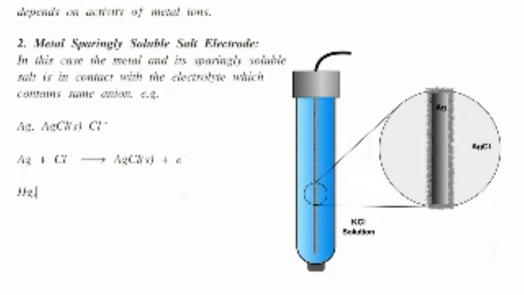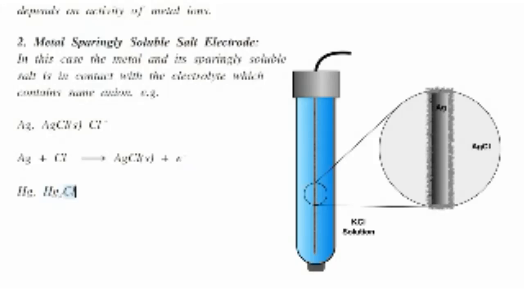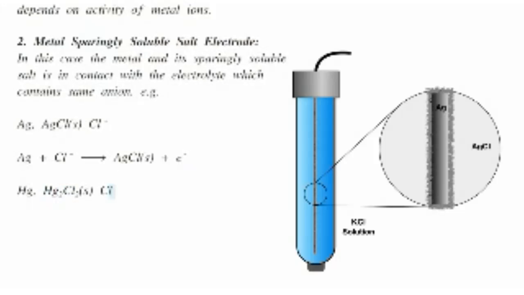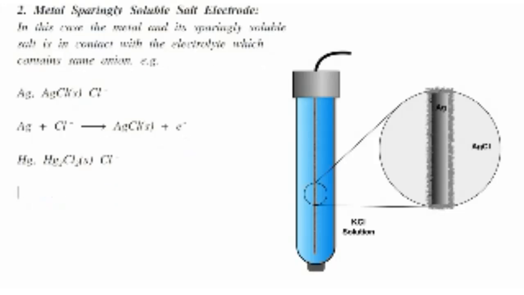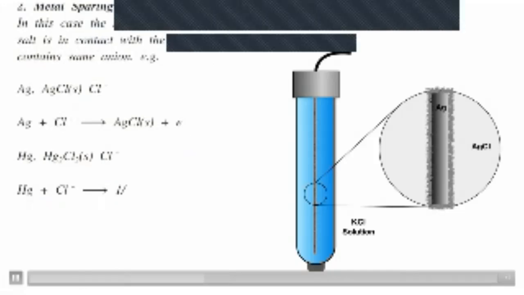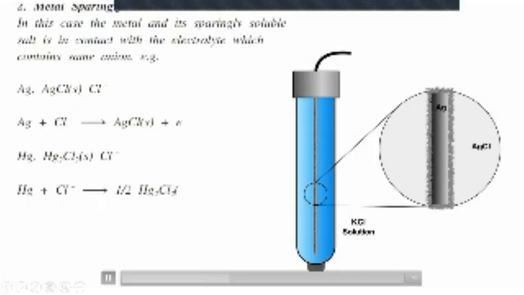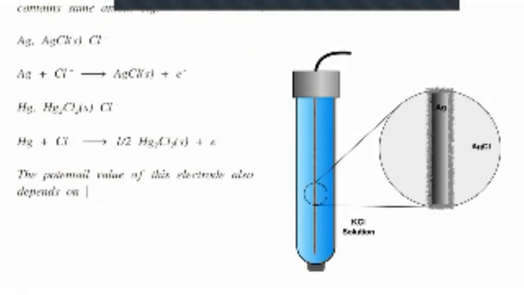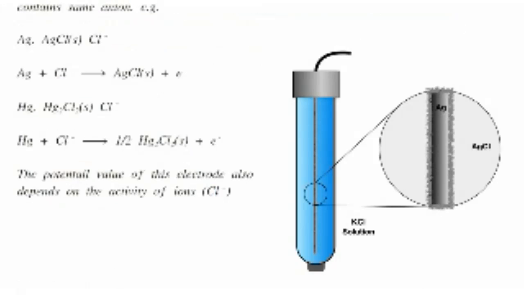Similarly, mercury and mercurous chloride solid, which is the sparingly soluble salt, is in contact with chloride ions. In this case, the oxidation reaction is mercury reacts with chloride ions producing half Hg2Cl2 solid, and an electron is liberated. Again, the potential of this electrode also depends on the activity of the chloride ions in the solution.